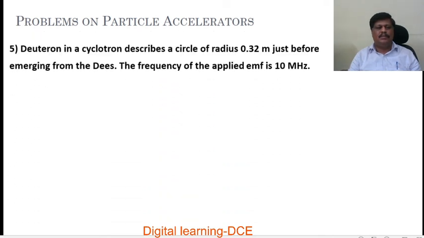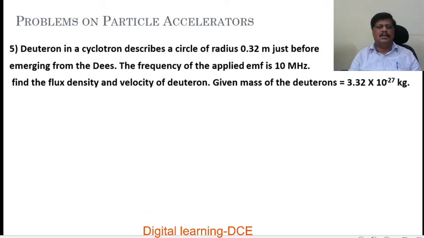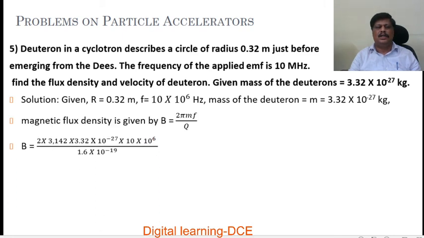Problem number 5. Deuteron in a cyclotron describes a circle of radius 0.32 meter just before emerging from the Ds. The frequency of the applied EMF is 10 megahertz. Find the flux density and velocity of the deuteron. Given mass of the deuteron equals 3.32 into 10 power minus 27 kg. So given radius of the Ds 0.32 meter, frequency is 10 megahertz, 10 into 10 power 6 hertz, and mass of the deuteron is given.